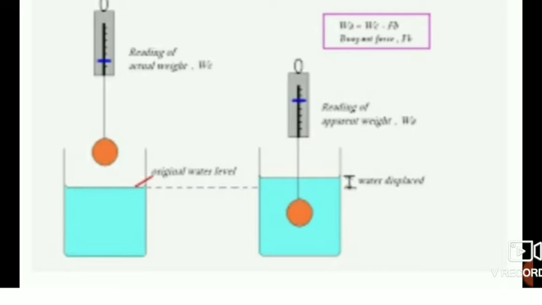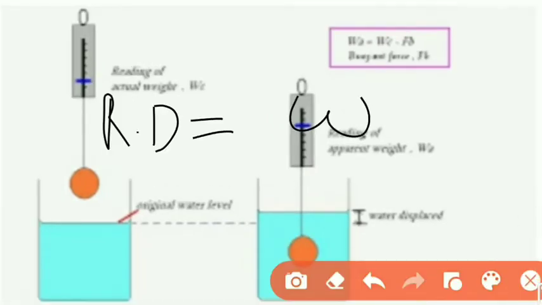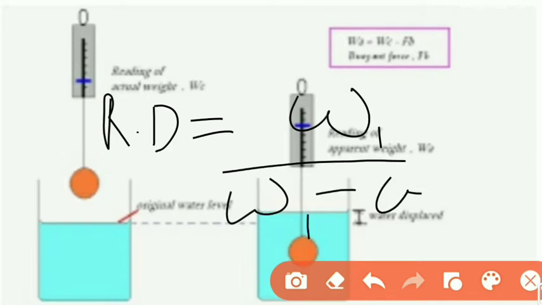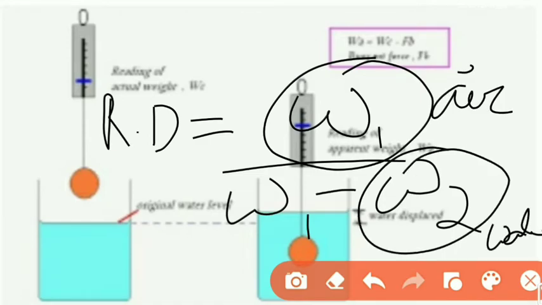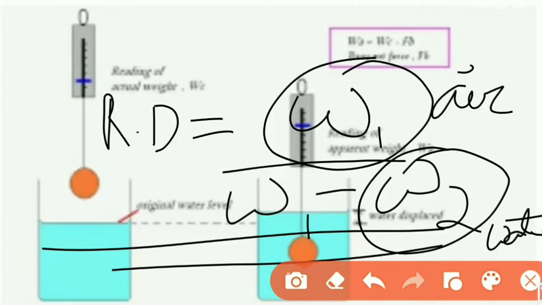So to find the relative density of a solid body using the Archimedes principle, we need to weigh the body first in air and then in water. If the weight of the body in air is W1 and in water is W2, then the formula that will be derived is RD is equal to W1 upon W1 minus W2. W1 is the weight of the body in air and W2 is the weight of the body in water when it is immersed. So this is the formula that you will use. This is how we can determine the relative density of a substance by the Archimedes principle. And questions can come related to the experiment that I told.